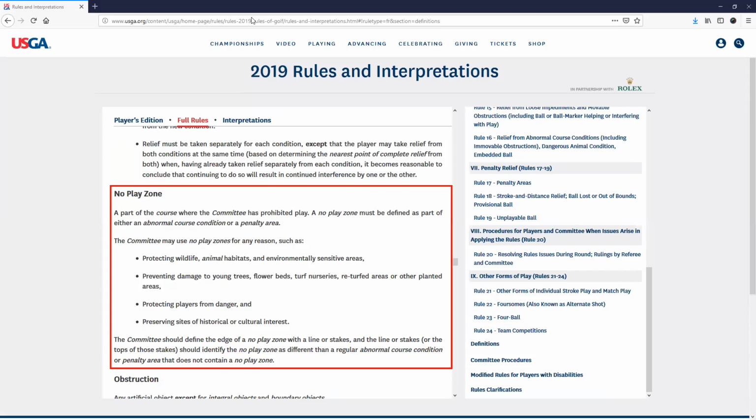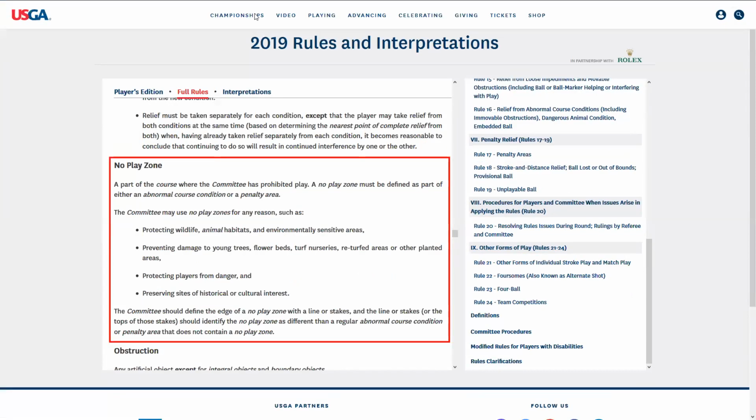The committee should define the edge of the no play zone with lines or stakes or tops of those stakes, and it should identify the no play zones as different from the regular abnormal course condition or penalty area. Normally, of course, if it's ground under repair, the no play zone will have red stakes with green tops. Normally, if it's a penalty area, white stakes with green tops. If it's a penalty area, normally you'll have red stakes with green tops. You're not required to use those colors, but what this is saying is that you have to use something that tells the player that it's a no play zone.